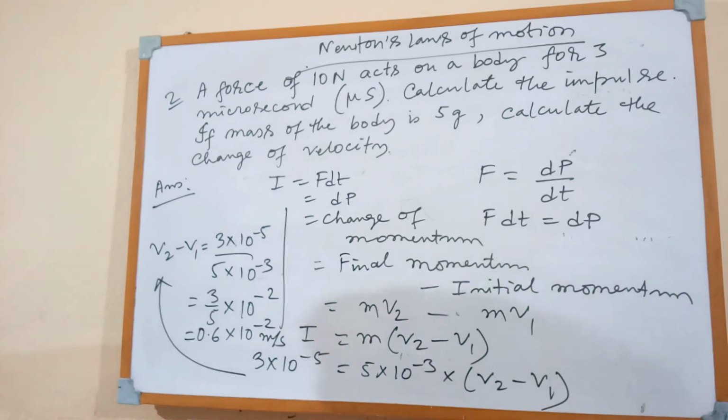Shifting the decimal one place, that will be 6 into 10 to the power minus 3 meter per second. This is the answer of the velocity change, 6 into 10 to the power minus 3 meter per second.